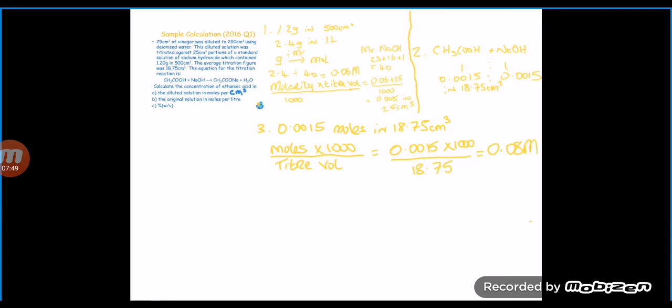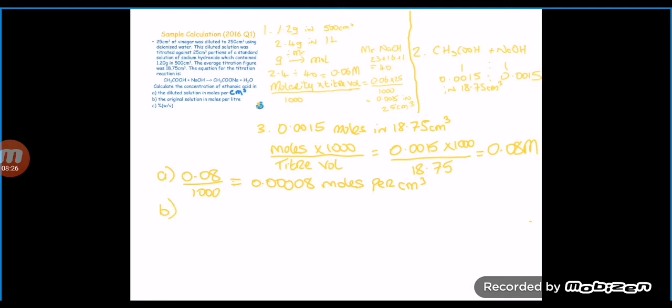And when you put that into the calculator, you get a value of 0.08 moles per litre. Now, at this point, if we go back to the question, we can see that we're looking for the concentration of the diluted solution per centimetre cubed, not per litre. So for part A, an extra step that you would have to take in order to be able to answer part A would be to do your 0.08 and divide that by 1000, and that will give you 0.00008 moles per centimetre cubed in your diluted solution.